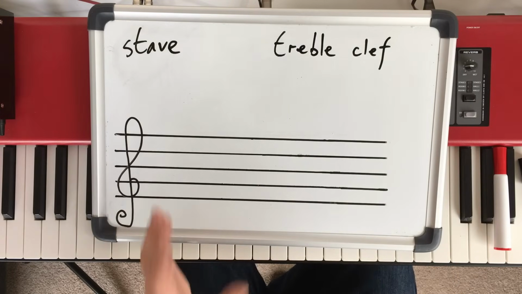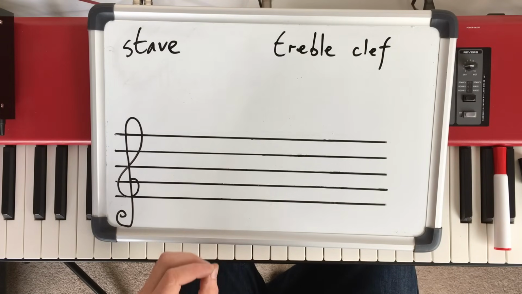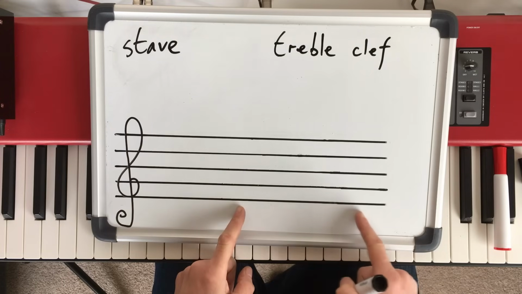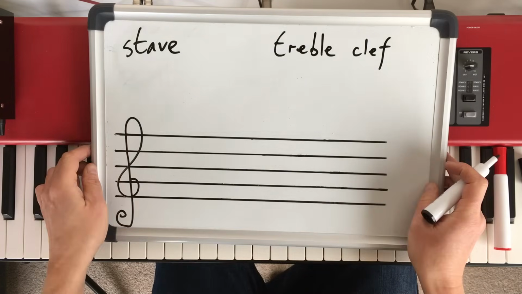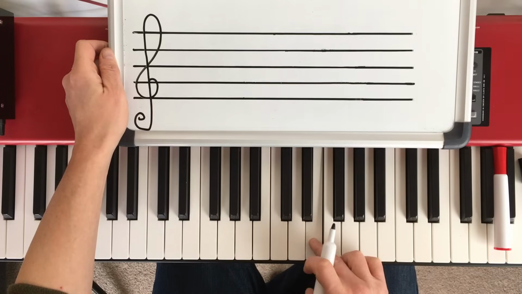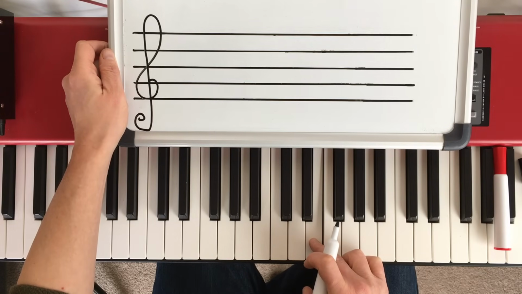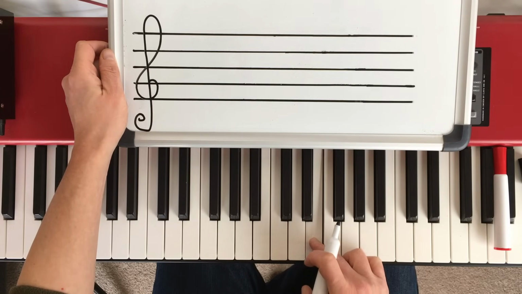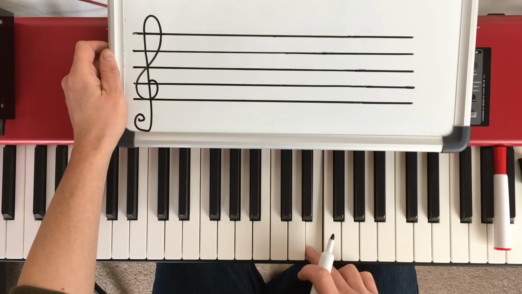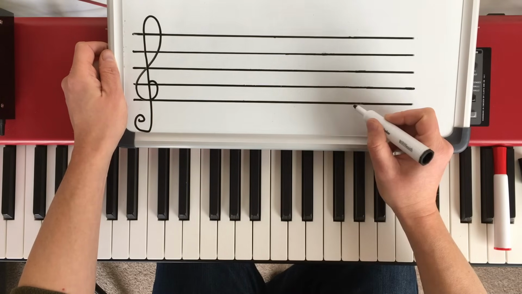In the absence of any other information, that tells us that the lowest line of the stave represents the E above middle C. Okay, let's just find that. There we go, E above middle C. There's our middle C, there's our E. So that line is E.